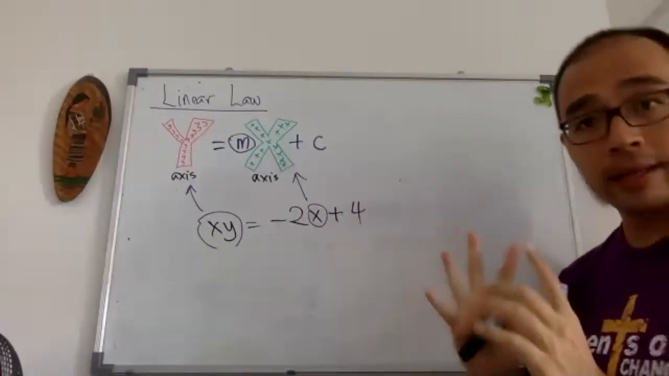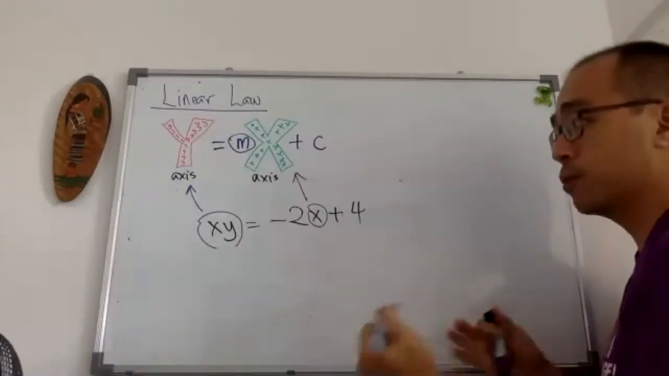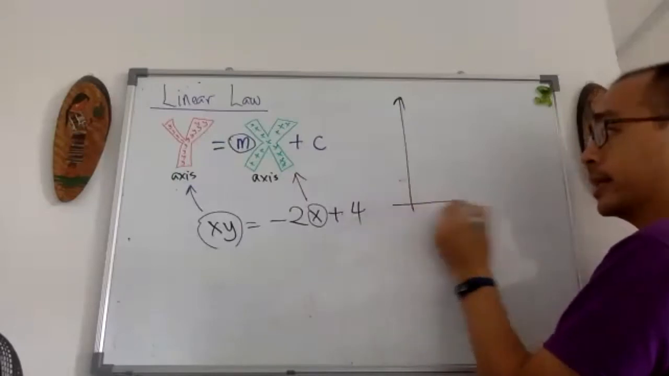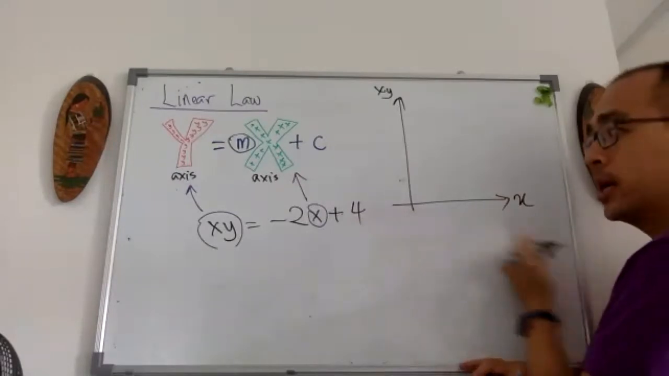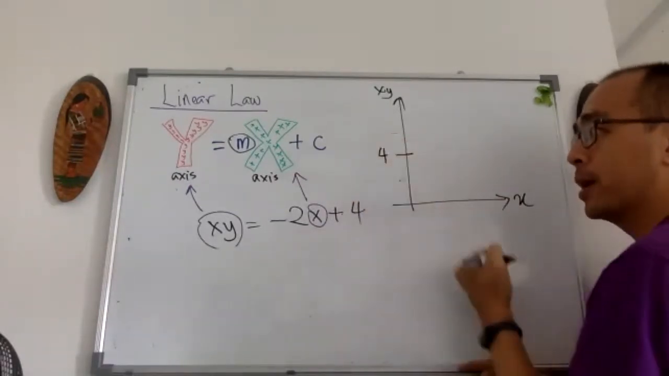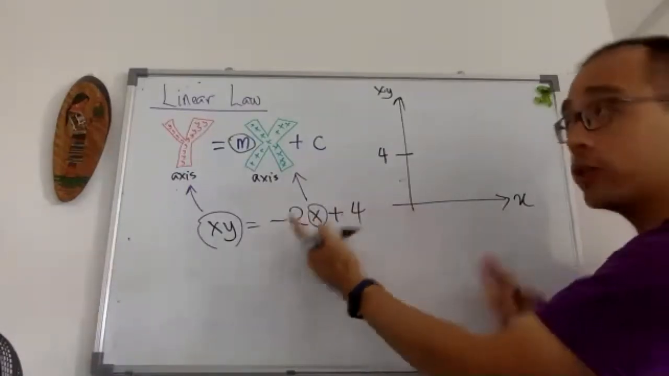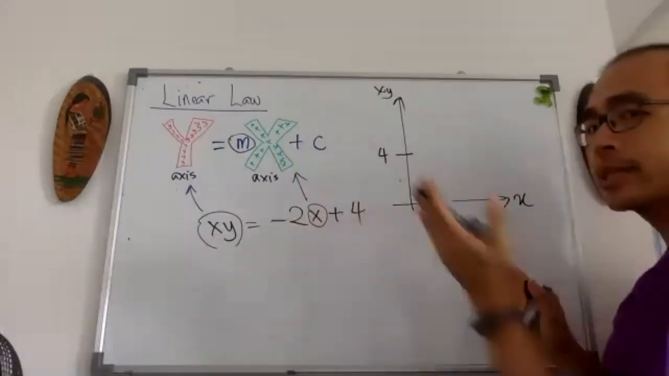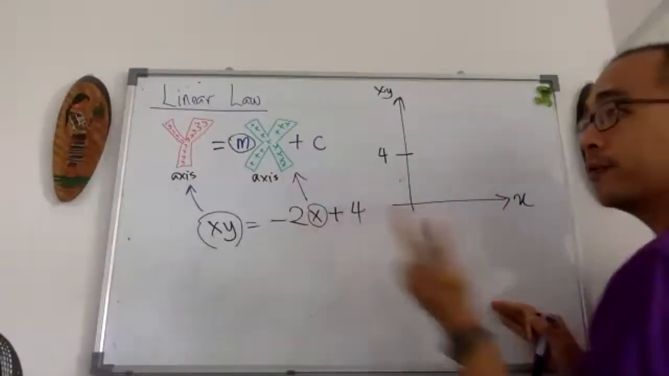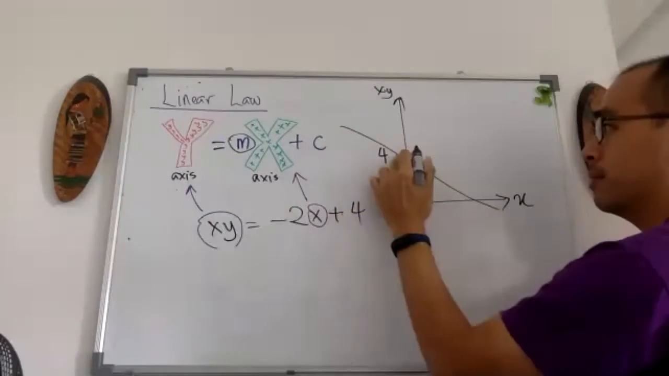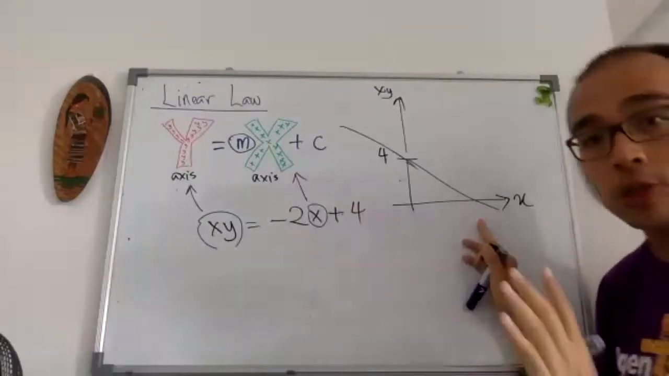From this one, I can gauge what kind of graph I'm supposed to expect. The first thing is the axis: the y-axis is xy, the x-axis is x. My intercept is positive 4. And because it is a negative number, the last thing, the gradient, is a negative number. So you need to think, negative gradient means my line goes this way, obviously negative is to the left. So we're thinking like this, something like that. So this is how my graph is supposed to look.